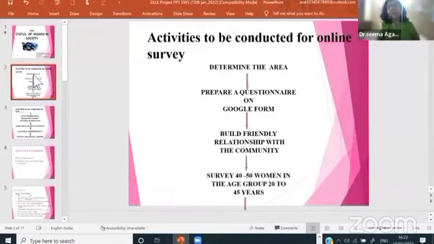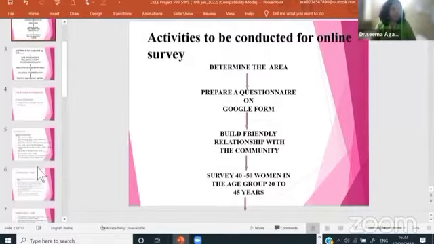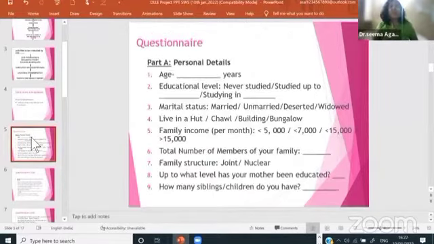After determining the area, you prepare a questionnaire on Google Form, because this time you conduct an online survey. Students, you can design your own questionnaire with the help of your teacher as per your requirement or according to your target respondent. Here I'm going to discuss the questionnaire that is designed by University of Mumbai. This questionnaire has 2 parts, part A and part B.